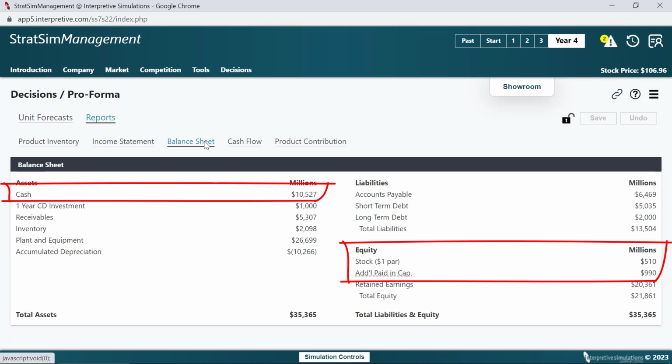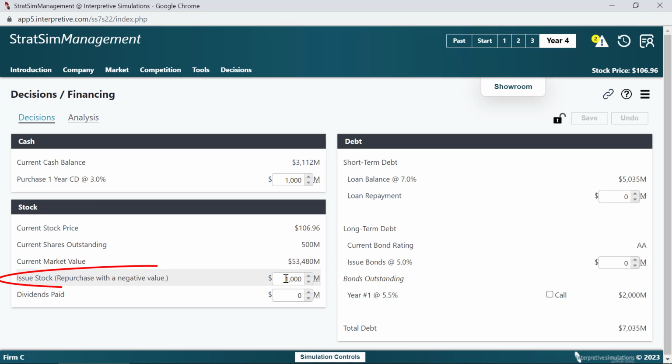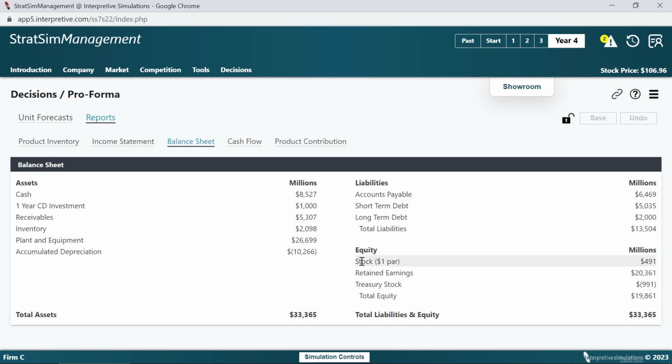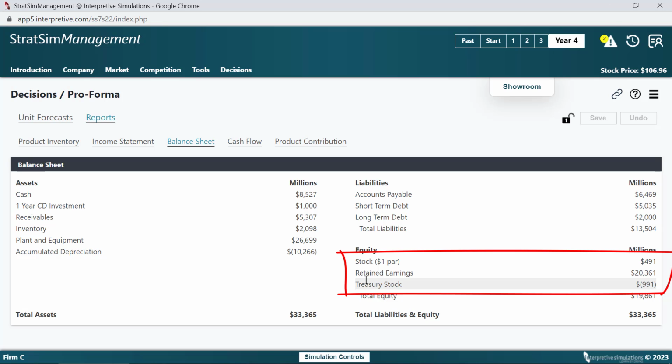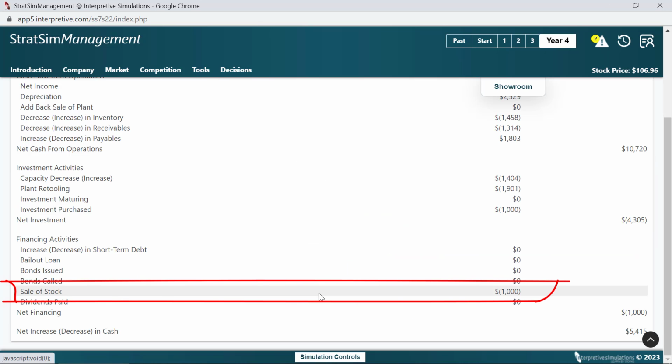And you can also repurchase stock instead if you have extra cash and want to do that. Just enter the value as a negative, click Save, and it will show up on the pro forma balance sheet as treasury stock, and also parsed out as a reduction in stock at $1 par value. And it will show up as a negative on the cash flow statement as a sale of stock.